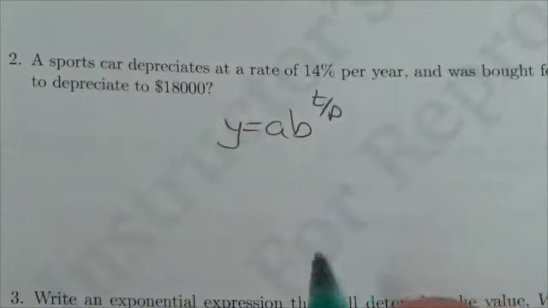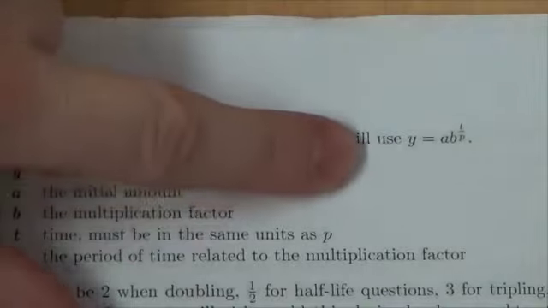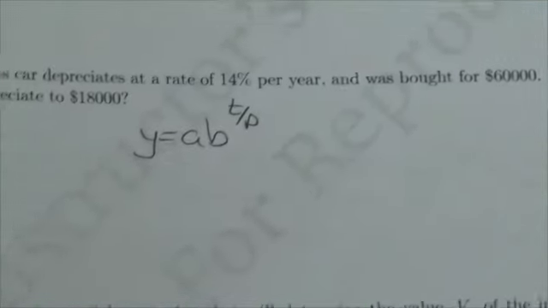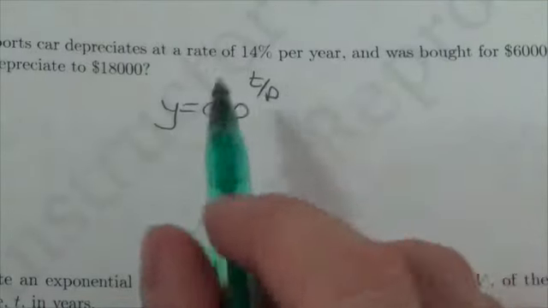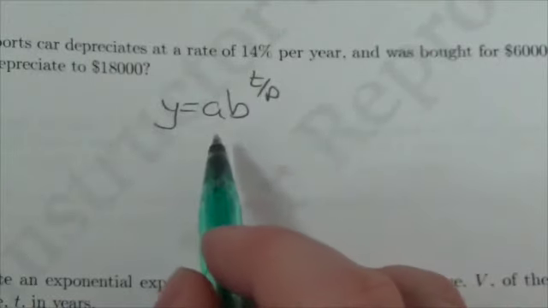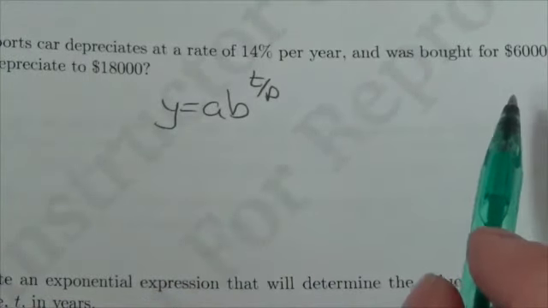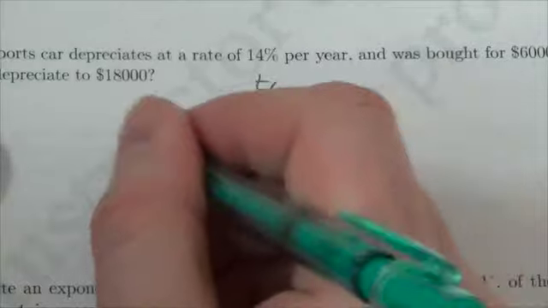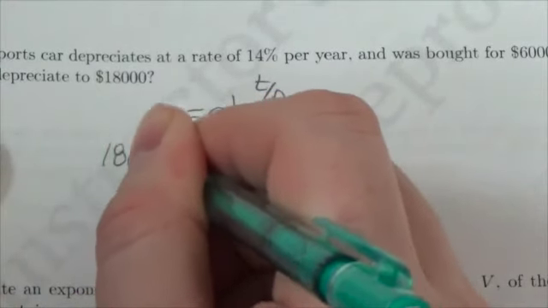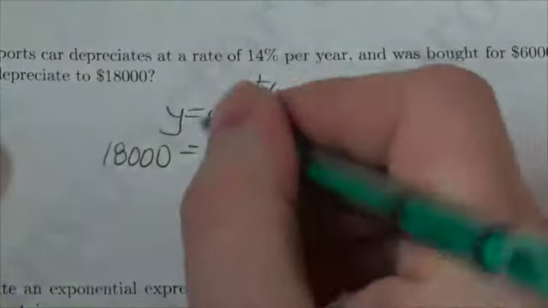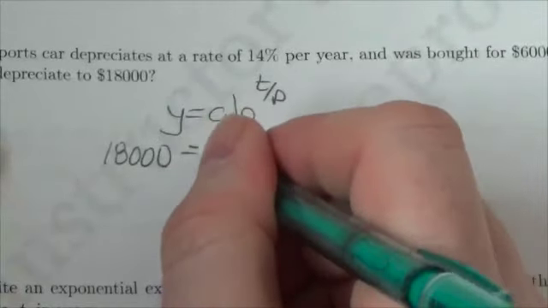Now that's an equation that's given to us at the top of this page, right there, and then they describe what this is all about here. Take a quick look at this. To fill in the information here, the car is eventually going to become $18,000. So that's our y. That's where this thing ends up. The a is where it starts.